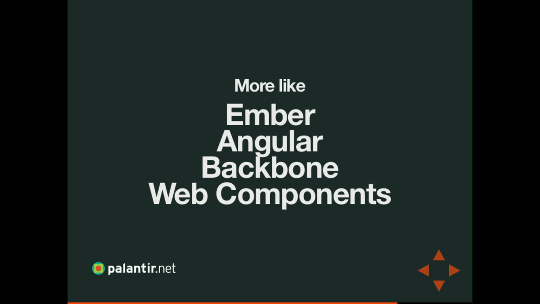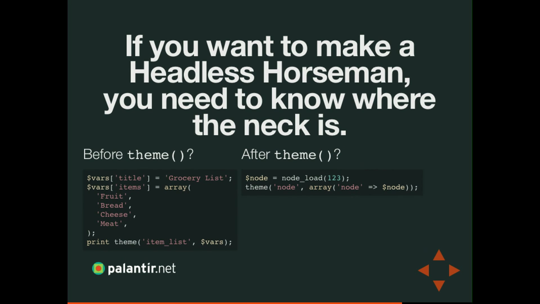They're talking about Ember.js, AngularJS, Backbone.js, web components, all of these different ways of thinking about rendering HTML. These have different assumptions about the way you render HTML than Drupal core does. And it's called headless. But if you want to make a headless horseman, you need to know where the neck is. If you want to cut off Drupal's head, where do you chop?